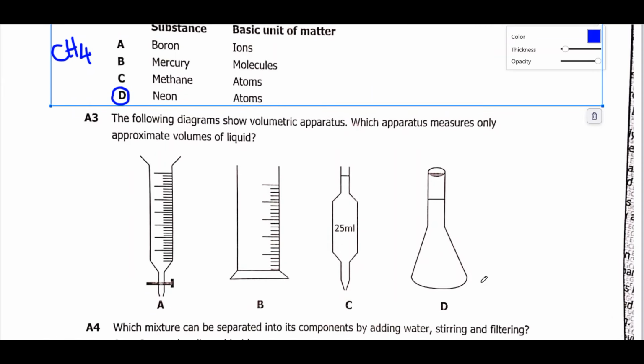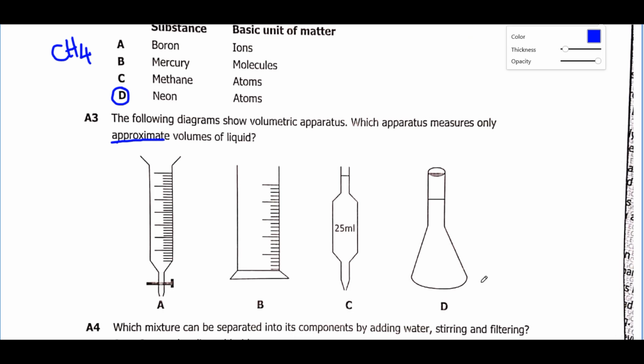We can now go to question number 3. The following diagrams show volumetric apparatus. Which apparatus measures only, so the key is about, approximate volumes of liquid. It's very important you commit to memory the structure of these apparatuses and also what they measure. Is it fixed? Is it accurate? Is it for mixing? Based on the structure, you are supposed to know the type of apparatus that you are given.